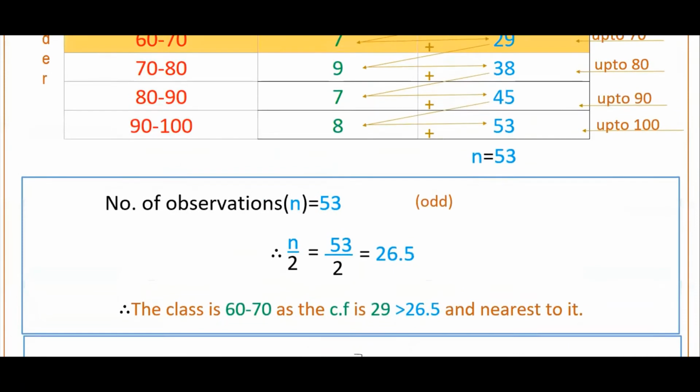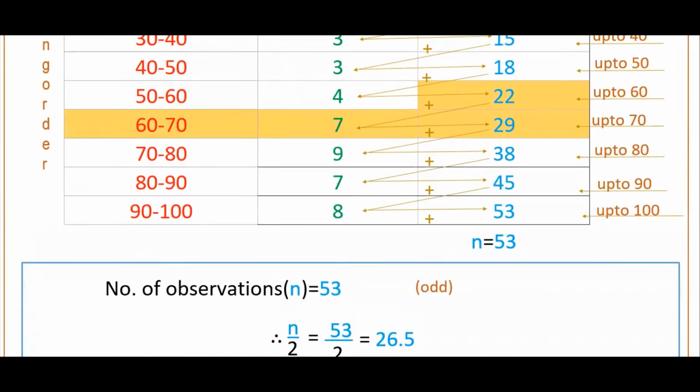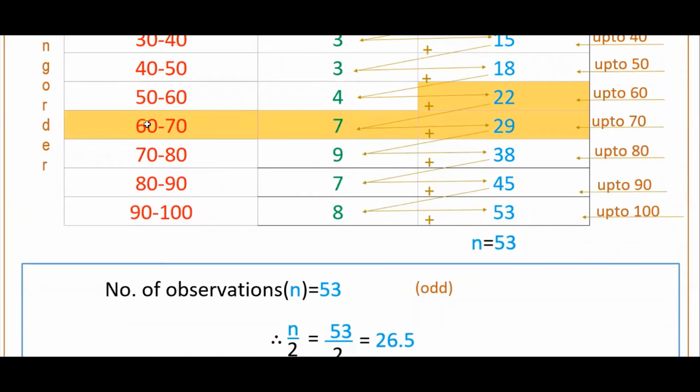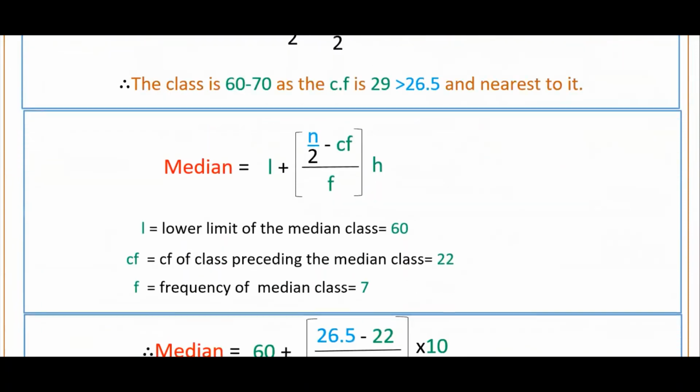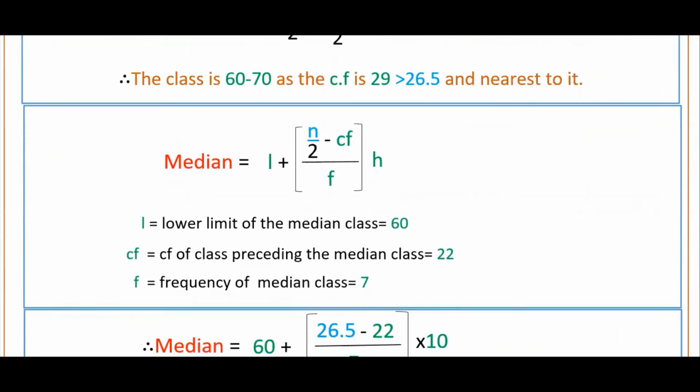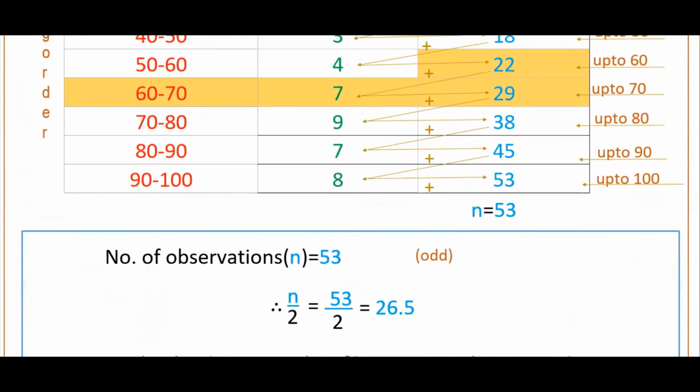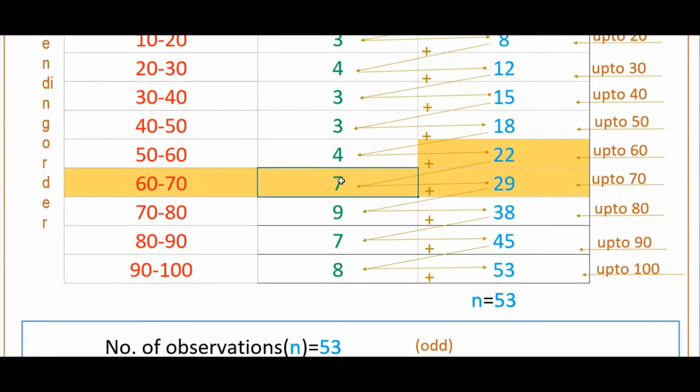And CF is the CF of the class preceding the median class. So here this is the median class, 60 to 70. Preceding this median class is 50 to 60. So you have to take the corresponding CF, that is 22. So you have to take CF as 22. Again, see here, this is our class interval 60 to 70. Preceding this is 50 to 60, and the corresponding CF for this is 22. So this is CF, and f is the frequency of the median class. So here f is not CF, cumulative frequency. You have to take the frequency, that is 7.